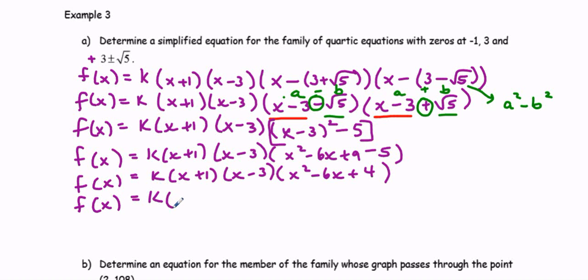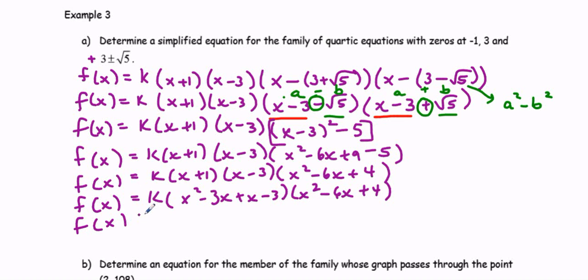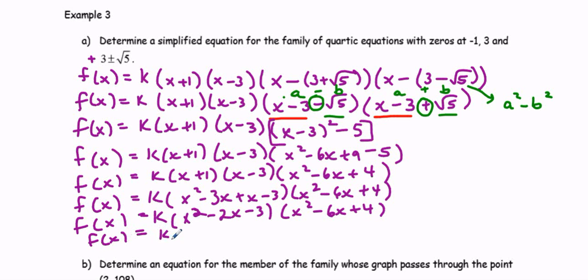So we're going to say this is k times x squared minus 3x plus x minus 3 times x squared minus 6x plus 4. And I'll simplify this one more time. And then I'm going to have to FOIL this. This is x squared here. Okay, so f of x. I do not distribute that k through, and I'm never going to distribute the k through. I'm just going to leave the k out there.